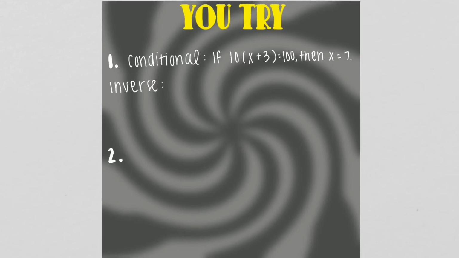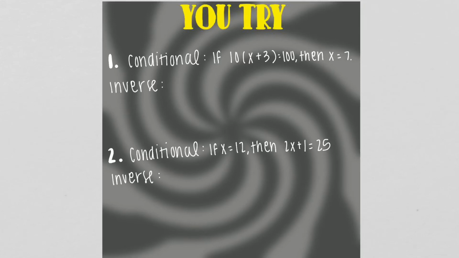plus 3 equals 100, then x is equal to 7. And remember, I want you to write the inverse. So your second example, the conditional statement is if x equals 12, then 2x plus 1 equals 25. So again, I want you to write the inverse for the conditional statement.